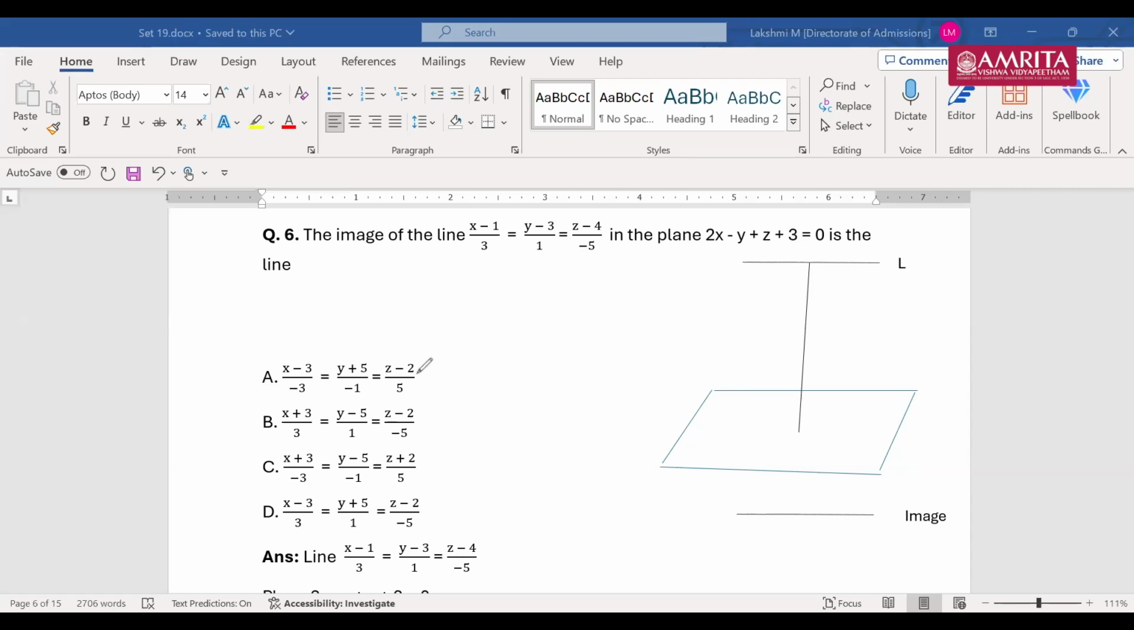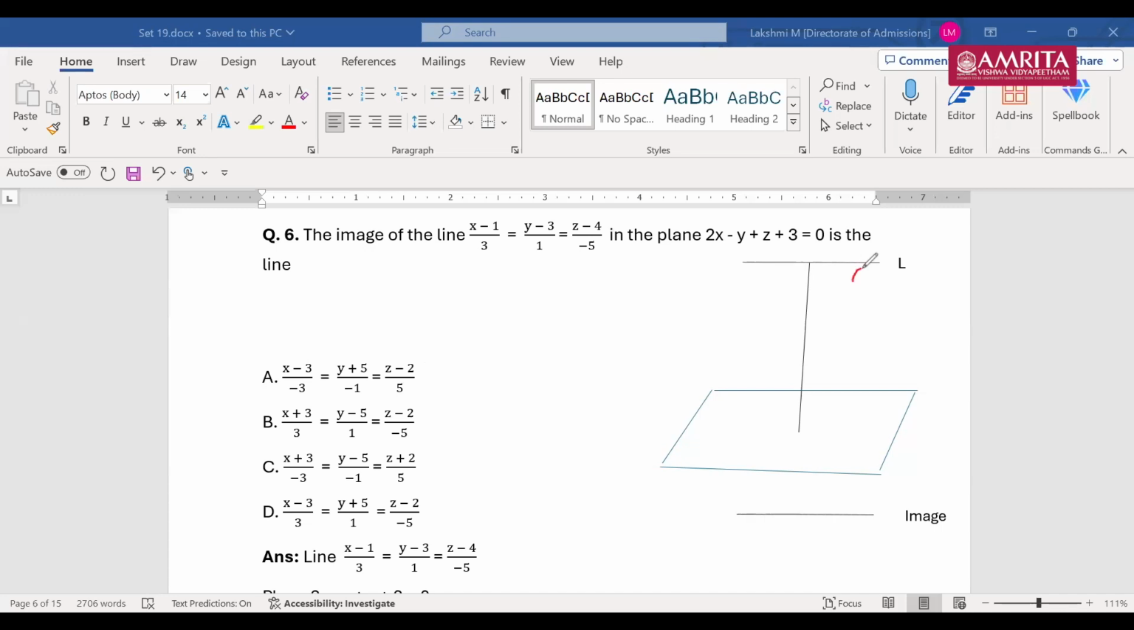It's just the same thing with difference in signs. So you have to be very, very careful when you're solving this. That's why I have read all the options. It's just x and 3, y and 5, z and 2. And in the denominator, it's just 3, 1 and 5. It's just the combinations of that.